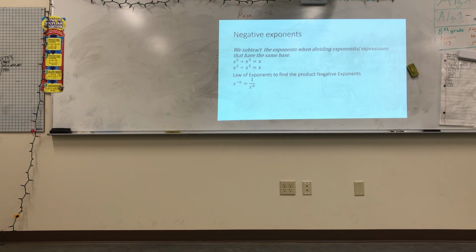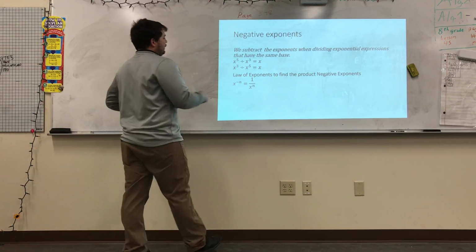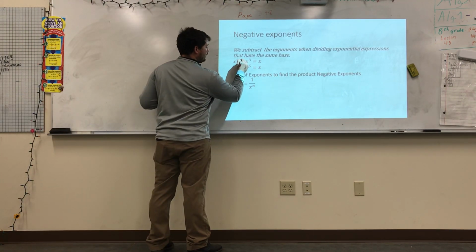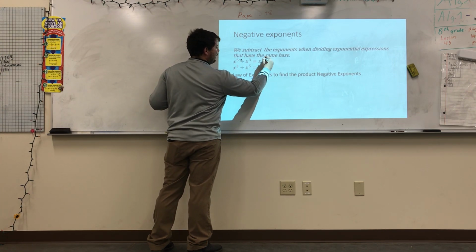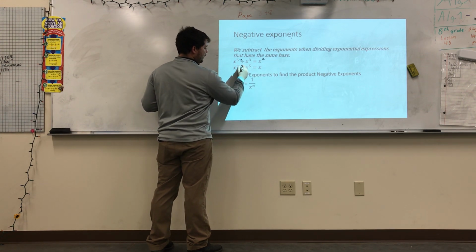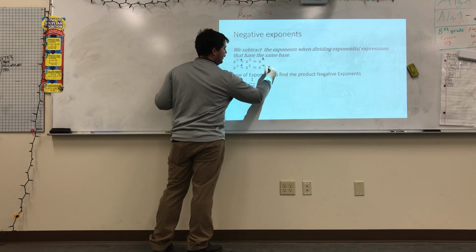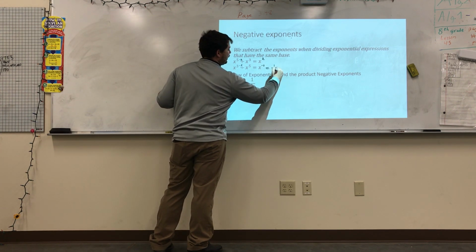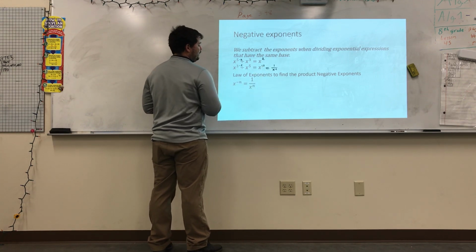We subtract the exponents when dividing exponents that have the same base. So we have x to the 5th divided by x to the 3rd. What we do here is subtract our exponents, which gets us x to the 2nd. Here we subtract exponents and end up with negative 2. That can also be written as 1 over x to the 2nd. I got rid of this negative exponent by moving it to the denominator.